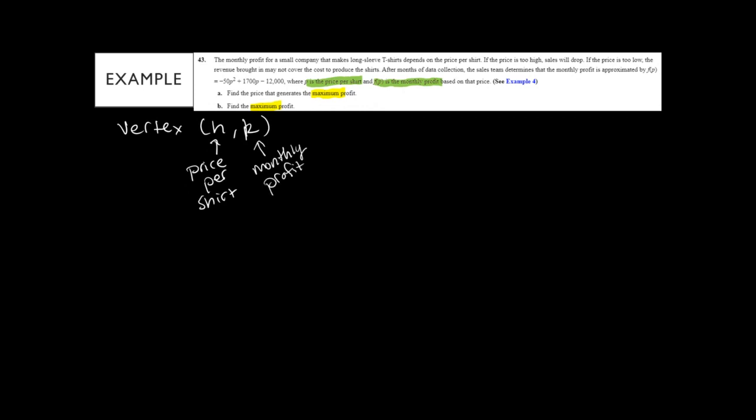So it's nice to label these things because then you know which number goes with part A and which number goes with part B. So I just start off with labeling that, putting it into the words that are in the problem so I know what I'm looking for.